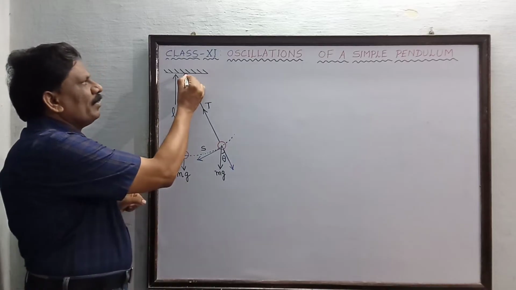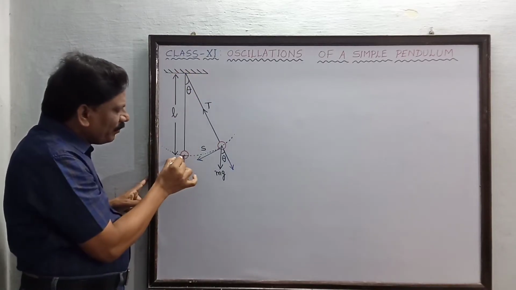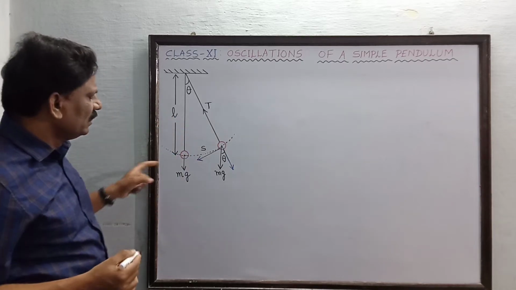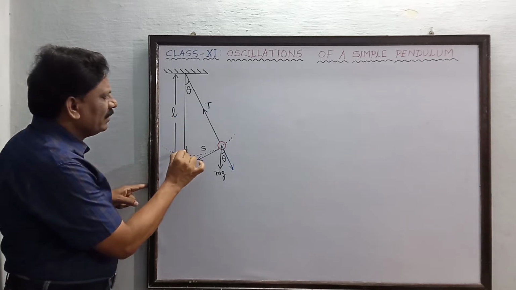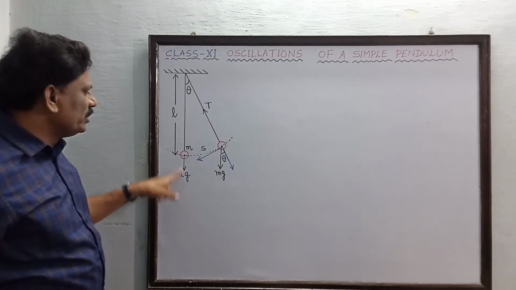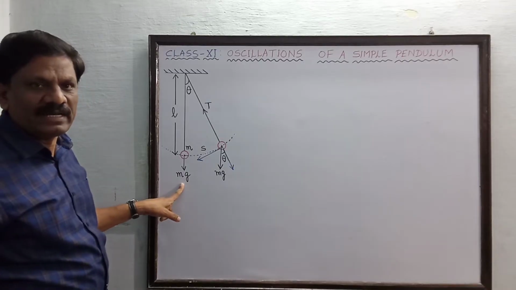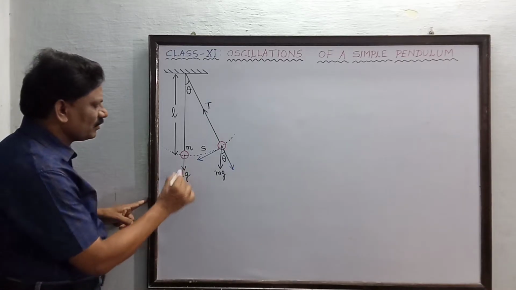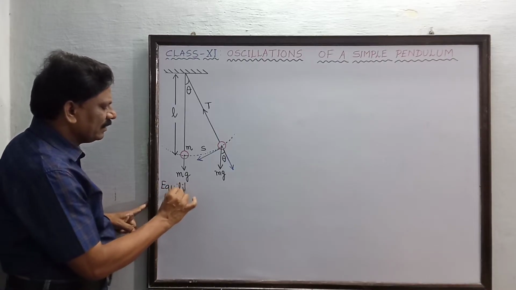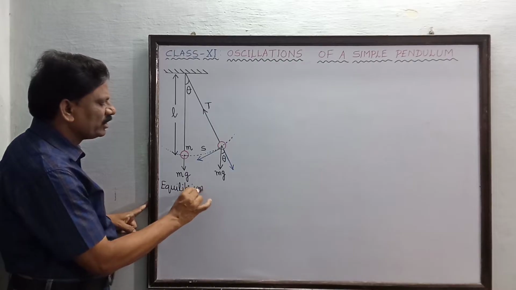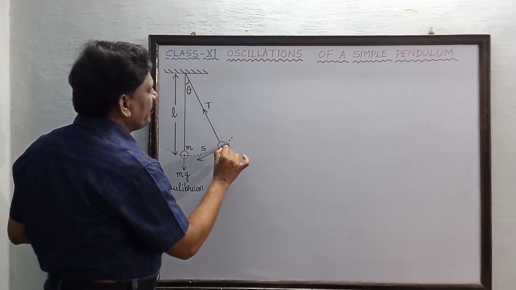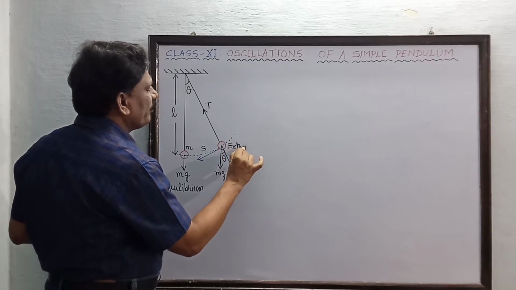So the distance between the point of suspension and the point of oscillation is called the length of the pendulum. If m is the mass of the bob, then the weight of the bob is mg, which is acting in the vertically downward direction. This position is called the equilibrium position, or the mean position. Equilibrium position is also called the mean position. And this one is called the extreme position, the right extreme.